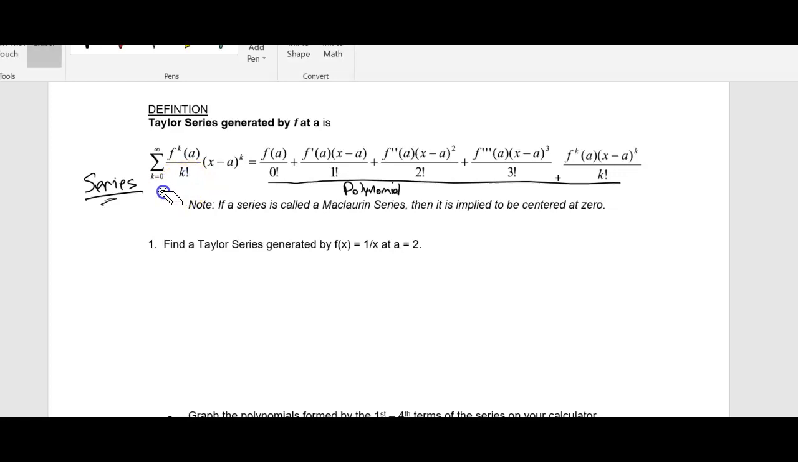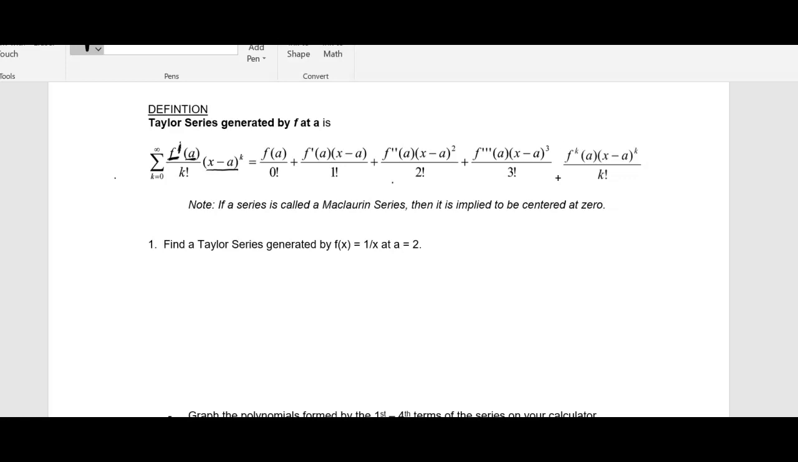Let me erase these now so we have a little room to work. But that's what a Taylor series is going to look like. So if you understand here, what this is telling us is we want our functional value. So look at this guy here. This is our functional value at whatever a is, so wherever we are centered at. So whatever a is, that's also going to be what we put here, x minus a to the k power, and then divided by k factorial.